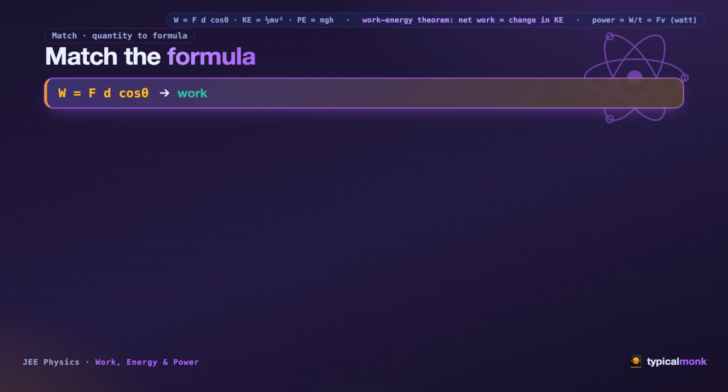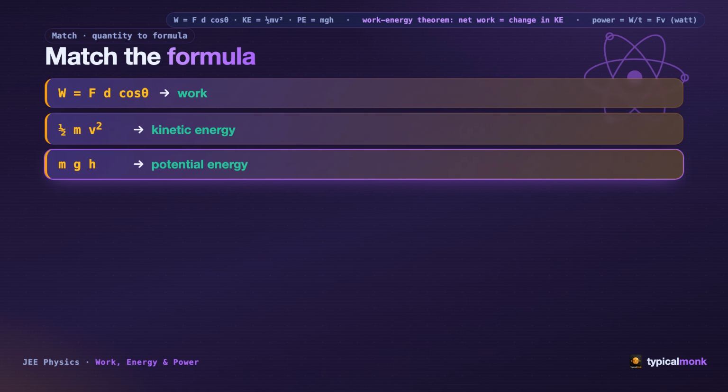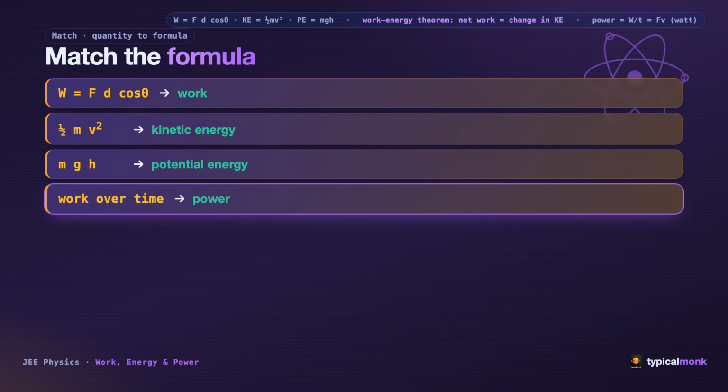Now match each quantity to its formula. W equals Fd cosine theta goes to work. 1/2 mv squared goes to kinetic energy. mgh goes to potential energy. And work over time goes to power. Four pairs, each worth memorizing.